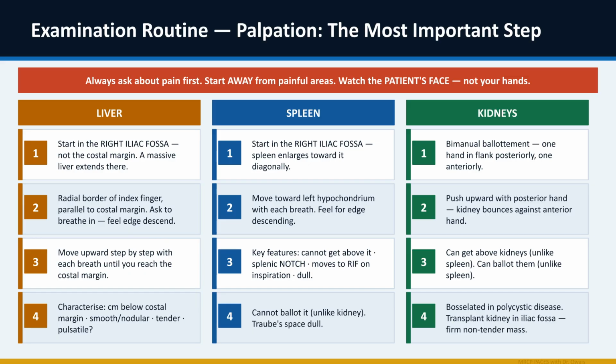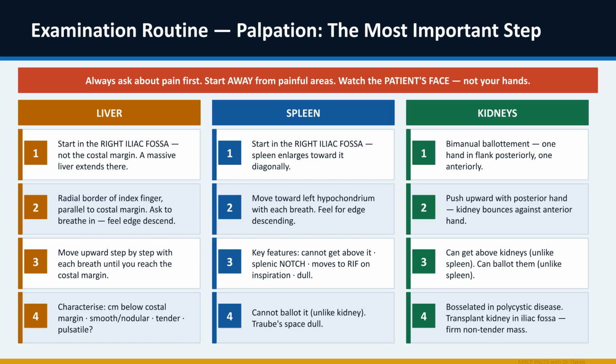Kidneys. Use bimanual ballotment. Place one hand in the flank posteriorly and one hand anteriorly. Push upward with the posterior hand. The kidney bounces against the anterior hand. Normally the kidneys are not palpable, except in thin patients. An enlarged kidney can be balloted. This distinguishes it from the spleen.